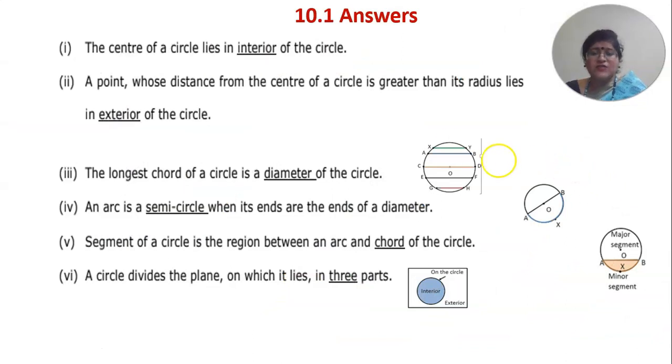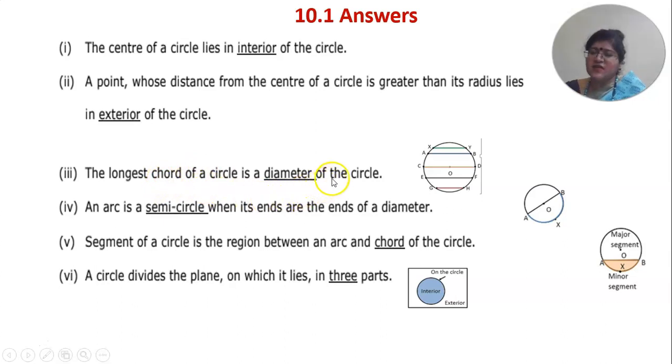Now these are the answers to the questions from exercise 10.1. The center of the circle lies in the interior. You are aware of it. Now, a point whose distance from the center of the circle is greater than its radius lies in the exterior of the circle. They are talking about that point's distance from the center. It is greater than the radius. If anything is greater than the radius means it is definitely outside the circle. And if it is less than the radius means it is inside the circle. And if it is equal to the radius means that point is on the circle.